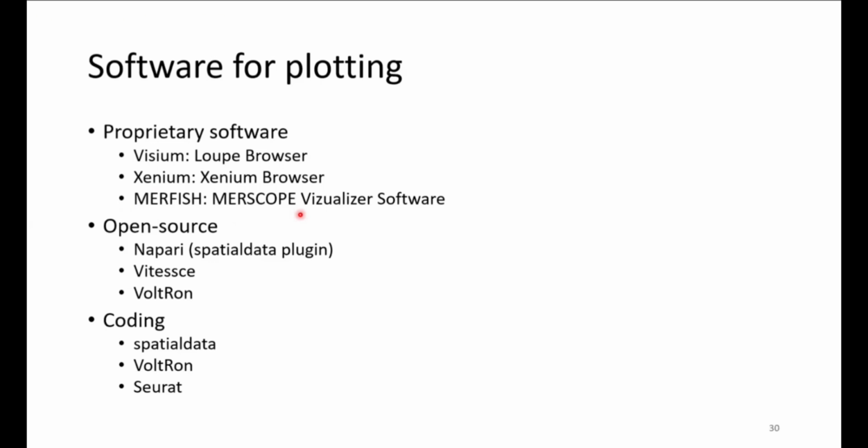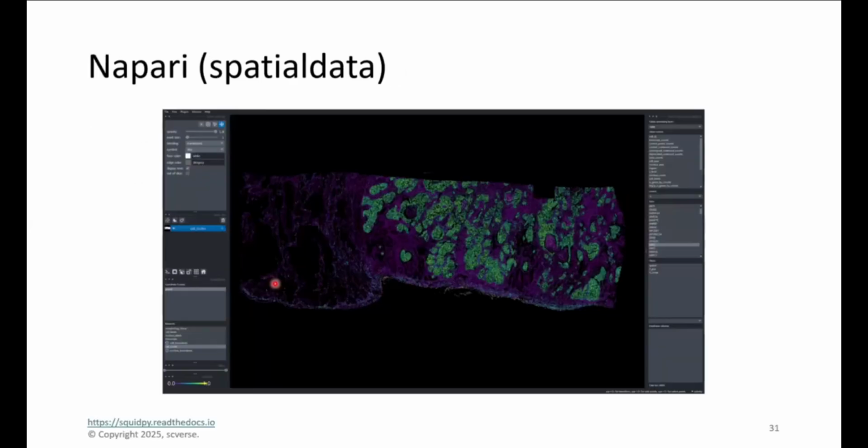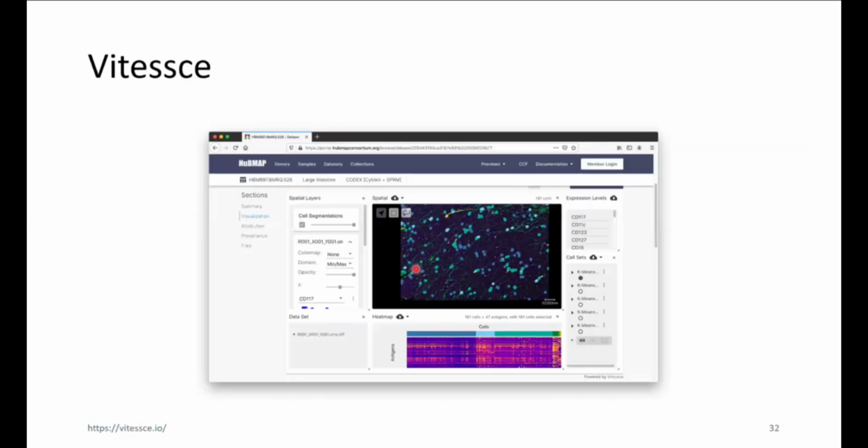This software is dedicated for the company's data in a way. There are some open source approaches. Napari, some of you who work with image analysis already might know Napari. This is how Napari looks like, right? And then you can, for instance, select genes and look at them here. Vitesse is an interactive explorer for spatial transcriptomics data, and I think we will hear about that and its connection to Omero tomorrow in a talk.